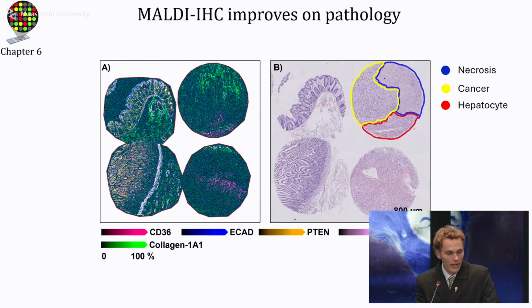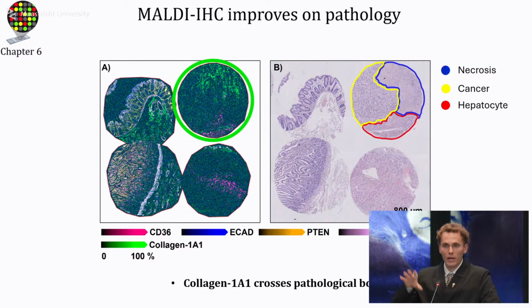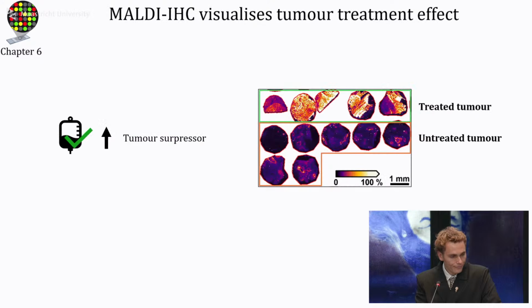And one of the things I want to highlight is how MALDI-IHC actually improves on pathology. On the right, you can see a standard H&E staining where a pathologist has gone in and annotated different regions within the tumor core, where there is one region related to cancer, one to necrosis, and one to hepatocytes. However, if we take the corresponding MALDI-IHC staining, we can see that, for example, collagen 1A1 actually crosses the different pathological barriers that were outlined by the pathologist. So we can say that it improves on pathology in this case.